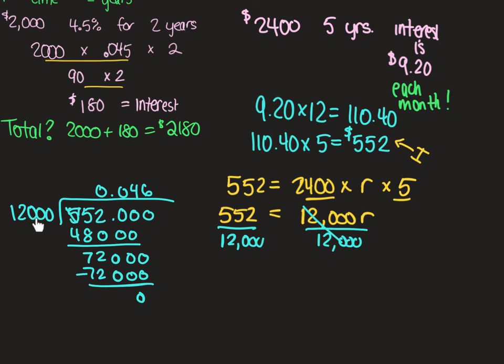I put my 12,000 outside the house, my 552 in the house. I added a decimal and some zeros. This is not a percent yet. In order to make a percent, I got to do some hopping. 2 times to the right, 4.6%. We did it.